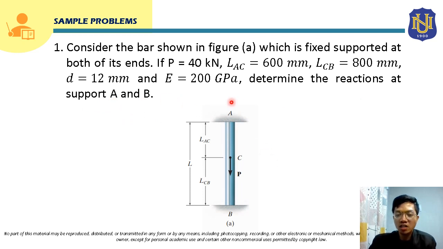For this problem, we know that we can only generate one independent equilibrium equation. Since there will be two unknowns here, an unknown reaction at A and an unknown reaction at point B, we have to establish another equation to solve these two unknowns. That equation will be the compatibility equation. So let's solve this problem.